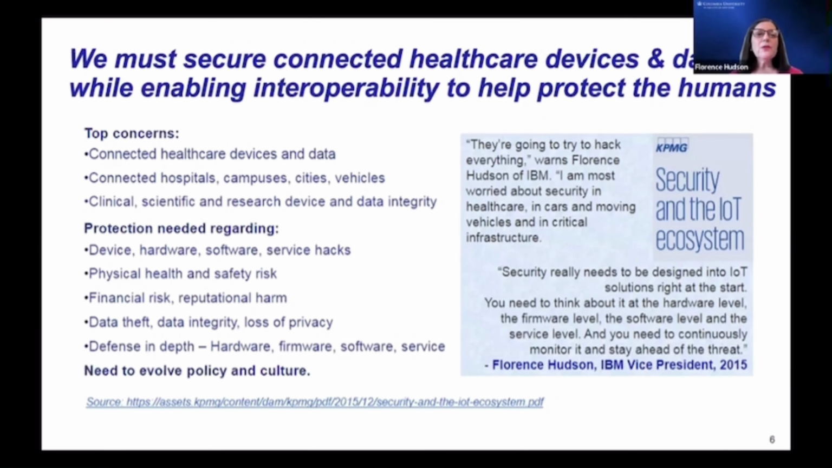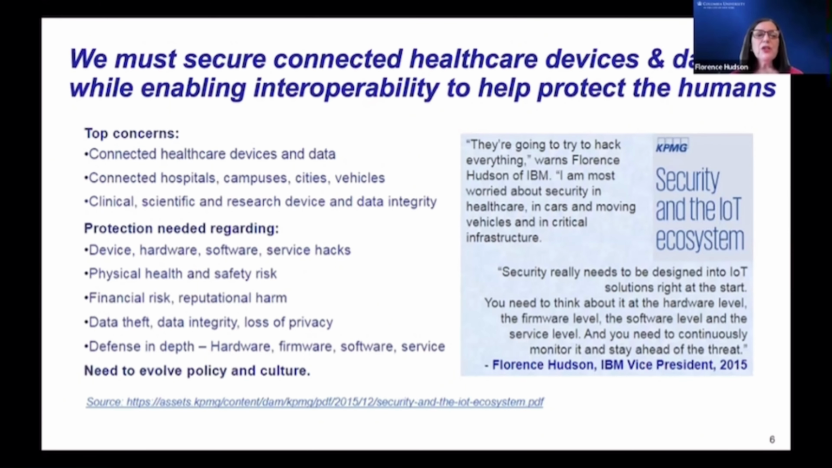So the top concerns we have are connected healthcare devices and data, because if you hack one of those, you could immediately kill a human. Next, connected hospitals, campuses, cities, and vehicles, because if you hack those, you could quickly kill a human. So we're trying to keep the humans safe. And then clinical, scientific, and research device and data integrity. If the research data is hacked and changed, then decisions could be made that are not appropriate because they're not using real data.